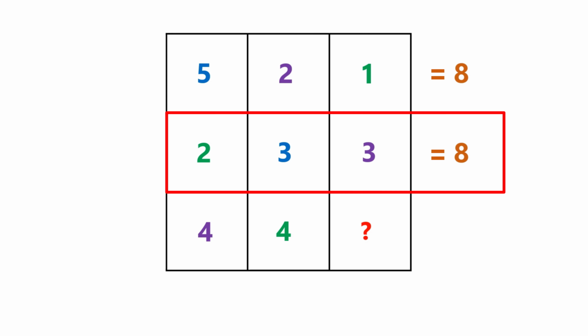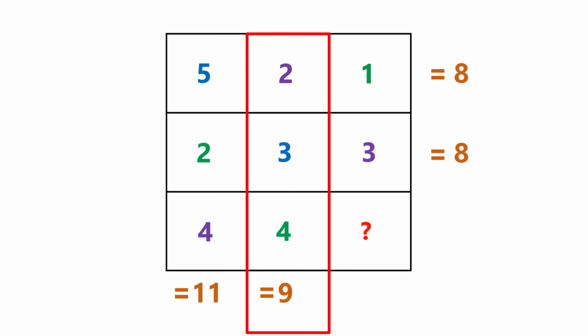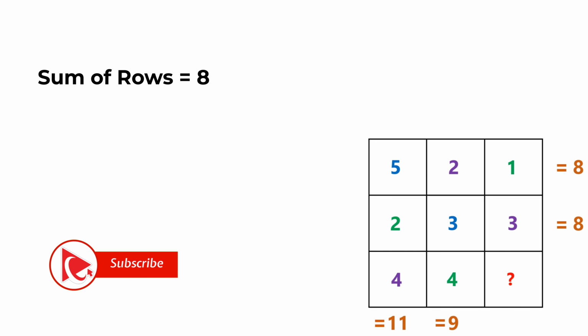Let's look if there is a pattern for the columns that have full sets of numbers. 5 plus 2 plus 4 equals 11. 2 plus 3 plus 4 equals 9. So there is no pattern. In this case, we can relatively simply use the pattern from the rows. This would allow us to calculate the 3rd row.